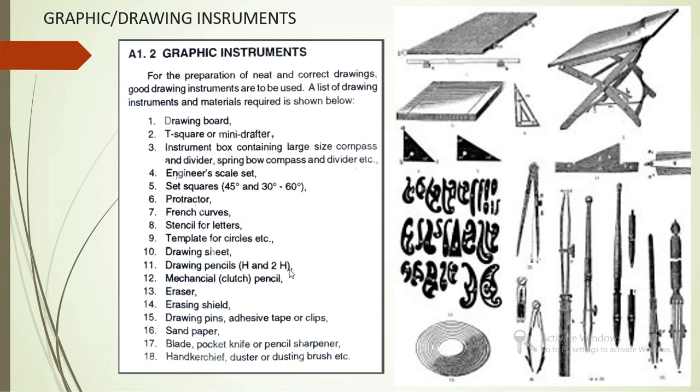Drawing sheets, drawing pencils can be H and 2H, mechanical clutch pencils, eraser, erasing shield, drawing pins to keep the drawing on the drawing board, adhesive tape or clips, sandpaper, blade, pocket knife, pencil sharpener, handkerchief, duster, dusting brushes, etc. These are the basic instruments which were used in olden days to create a neat technical drawing.